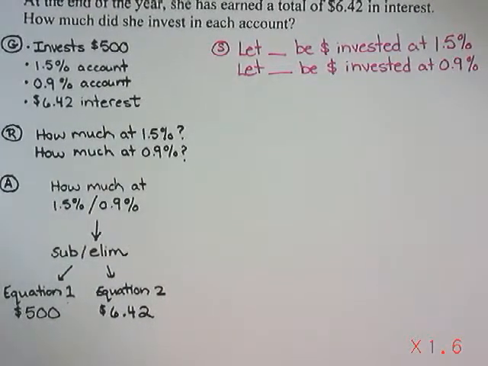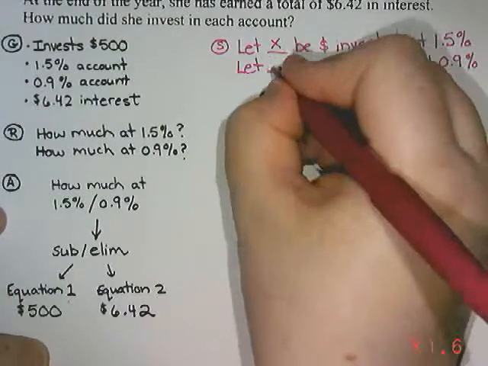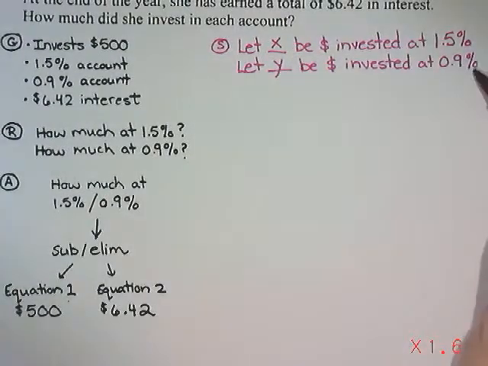Okay, so I have some choices. Since we're going to try doing substitution or elimination, we usually use two variables, which means I could let x be the first and y be the second one. You can pick any letters you like. Normally I try to choose letters that represent what they're talking about, whether it's socks or people's names, but really this is just percents and money. So I'm just going to let x be the amount invested at 1.5 and y be the amount invested at 0.9.